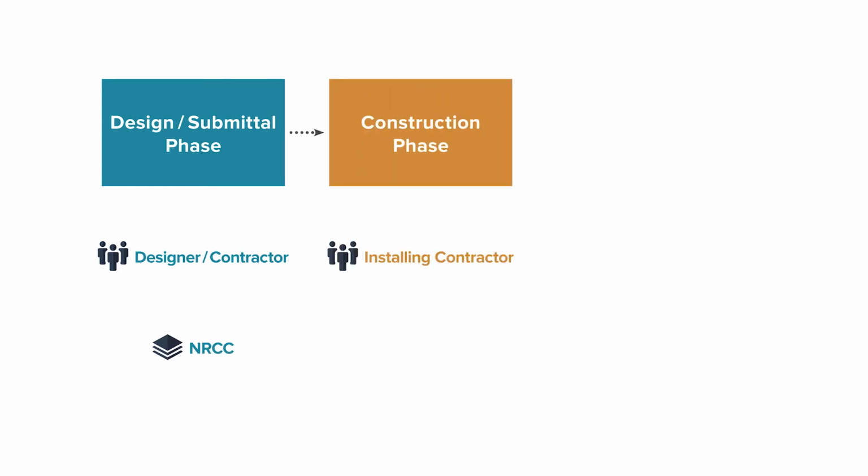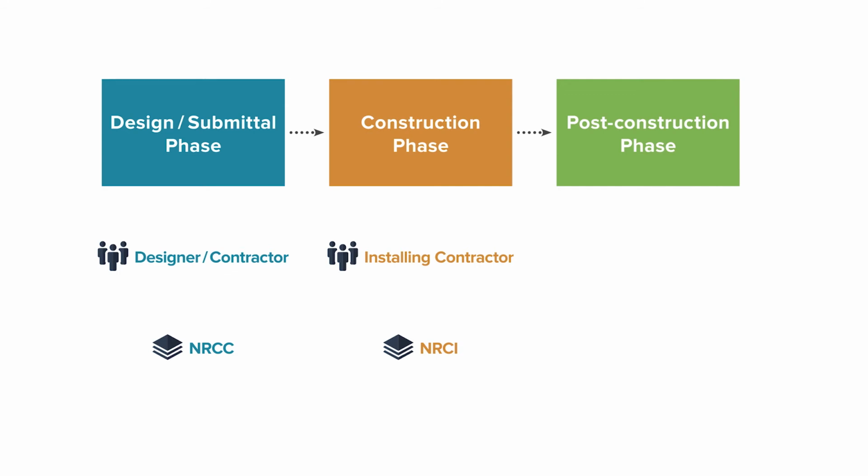The compliance process starts with the design and submittal phase. The designers or contractors on the project are involved in this phase and are responsible for completing the non-residential certificates of compliance, or NRCCs. The next phase is the construction phase. The installing contractors are involved in this phase and are responsible for completing the non-residential certificates of installation, or NRCIs. The last phase is the post-construction phase. During this phase, the ATTs are involved and are responsible for completing the non-residential certificates of acceptance, or NRCAs.